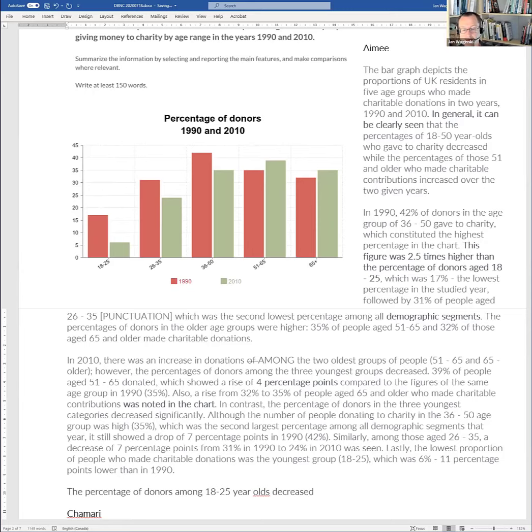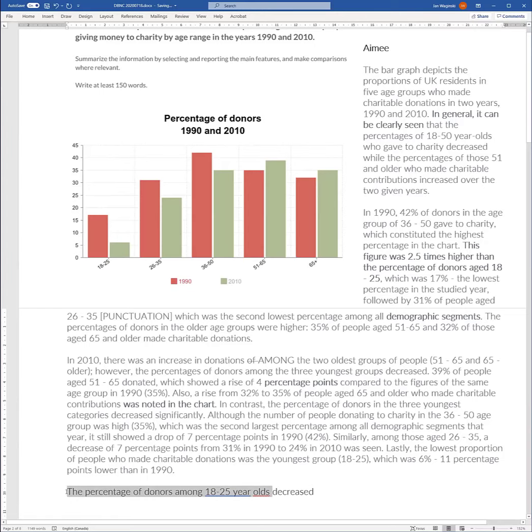There's another thing we have to talk about, which is how to describe age groups. That was another huge source of problems. Let's try and take one thing at a time. The percentage of donors among 18 to 25 year olds, that's what we're talking about. Yes, decreased 11 percentage points in 2010. Okay. Points.